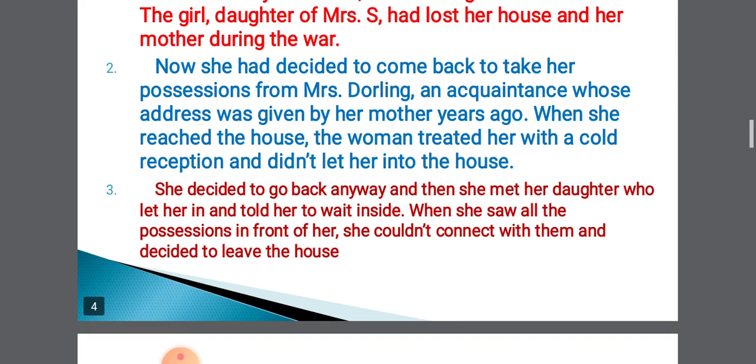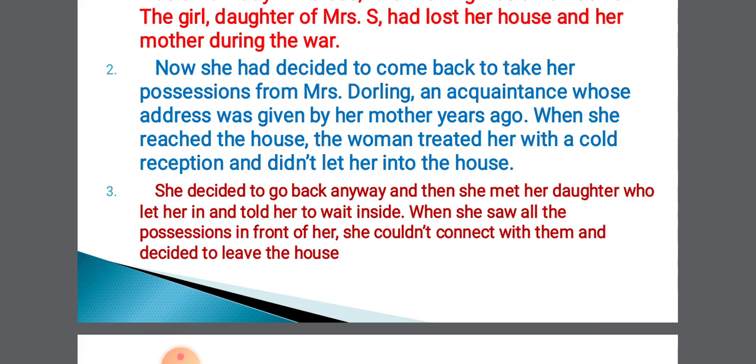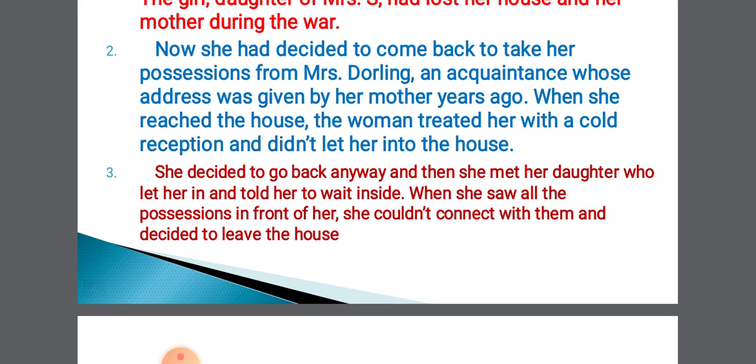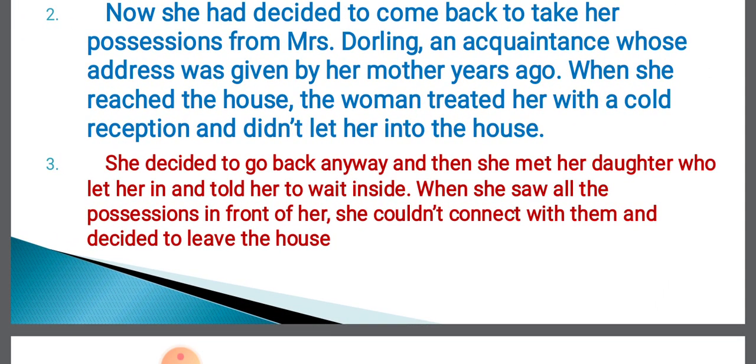She now decided to go back anyway, and then she met her daughter, who let her in and told her to wait inside. Now what happened? Next day before leaving that place, she thought that once she should go and talk to Mrs. Darling. But when she reached there, she decided to go back again. At that time Mrs. Darling was not at home, so her daughter received her and told her to wait inside.